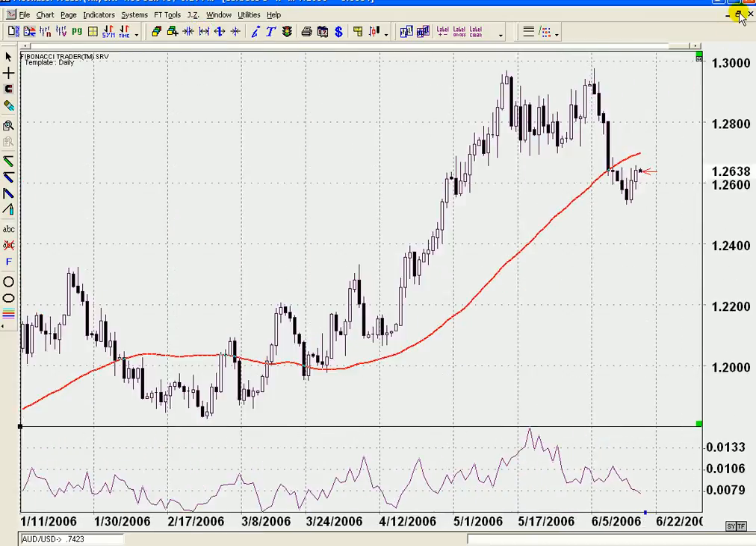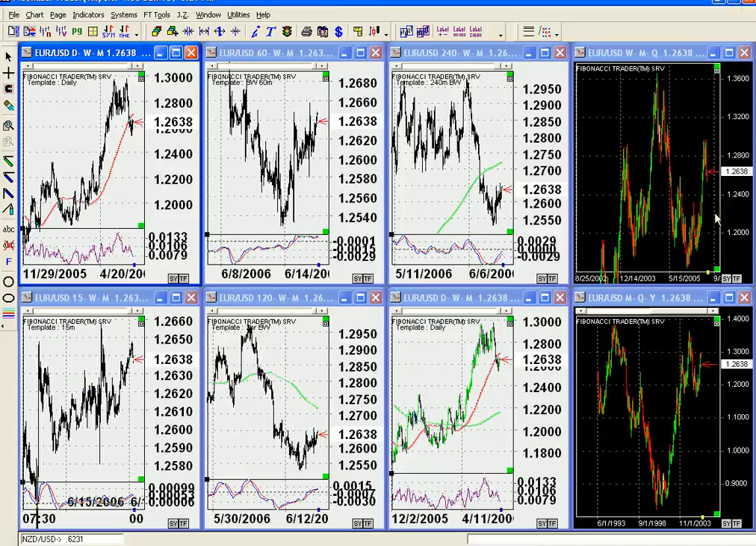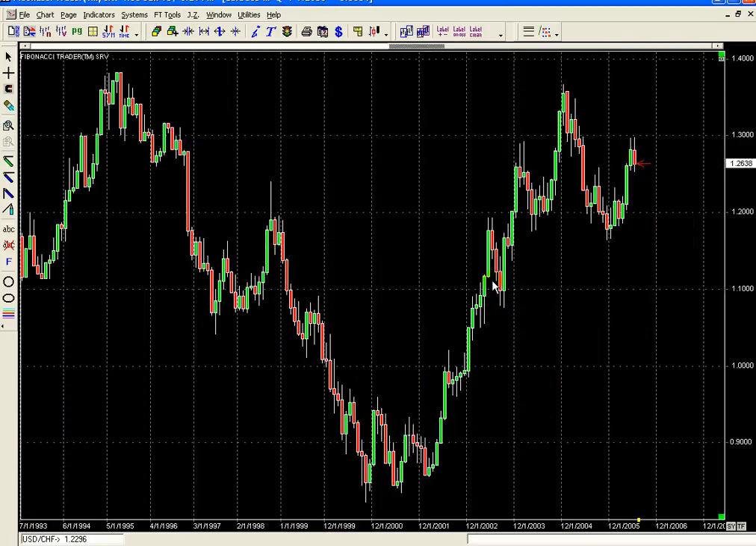Now let's break this down. Actually, let's start from the top. The first chart we'll look at is a monthly chart, where each candlestick represents 1 month of price action. It measures the low, the high, here's the open, and the close for this time period. It was a bullish candle. This goes all the way back to 1993.